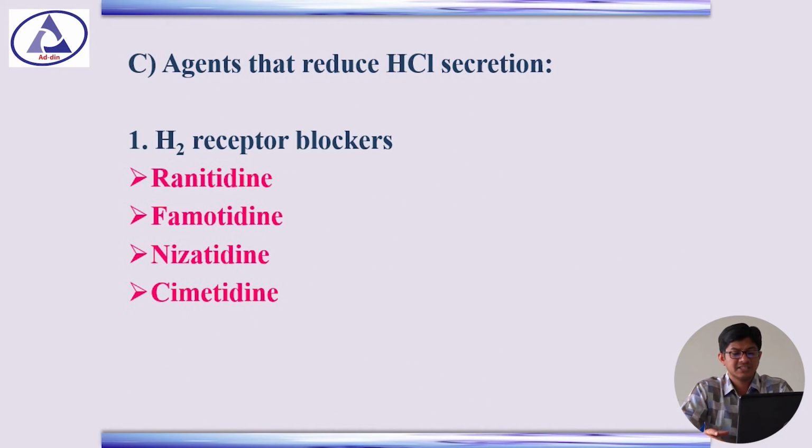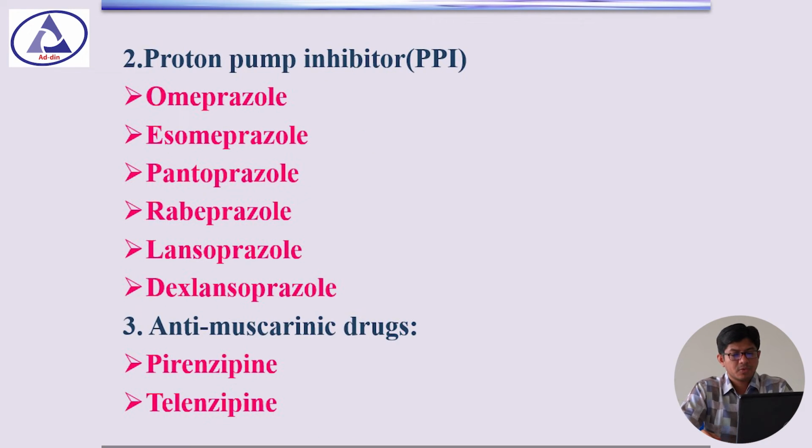Number 3, agents that reduce hydrochloric acid secretion. It includes H2 receptor blockers, and some H2 receptor blocking drugs are ranitidine, famotidine, nizatidine and cimetidine. Then proton pump inhibitors. It includes omeprazole, esomeprazole, pantoprazole, rabeprazole, lansoprazole and dexlansoprazole. Then antimuscarinic drugs. Some antimuscarinic drugs have the property of reducing hydrochloric acid secretion, like pirenzepine and telenzepine.